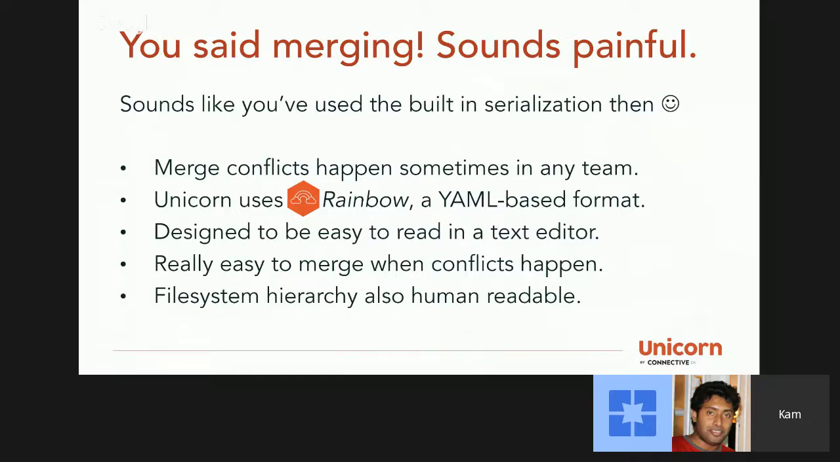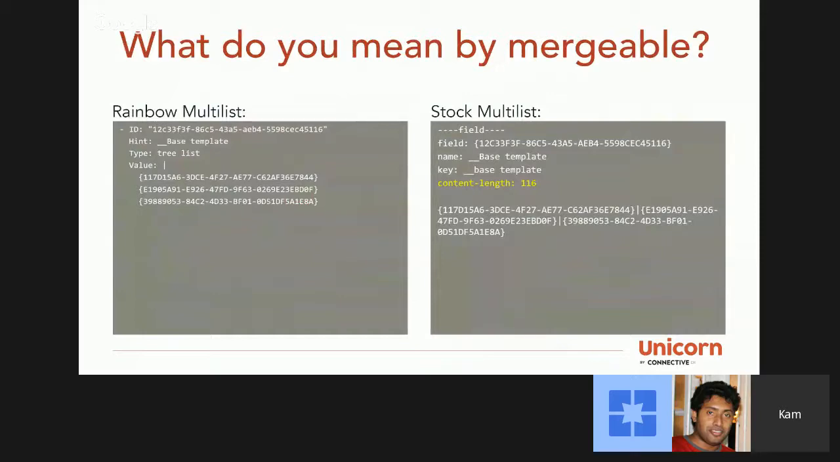And let's take a look at an example of that. If you look at the stock multi-list, which is the Sitecore serialization format on the right, you can see that there is a content length, there is redundant data between the name and the key, and the list of item IDs, this is a multi-list here, so it's storing links to several items, are all stored on a single line that is pipe delimited.